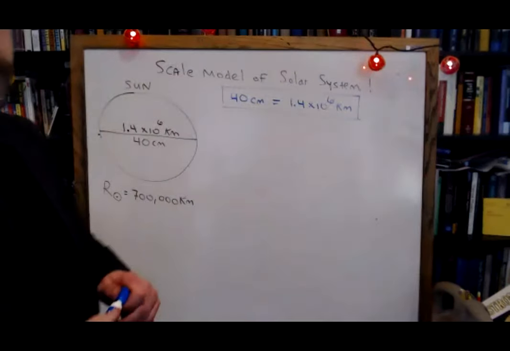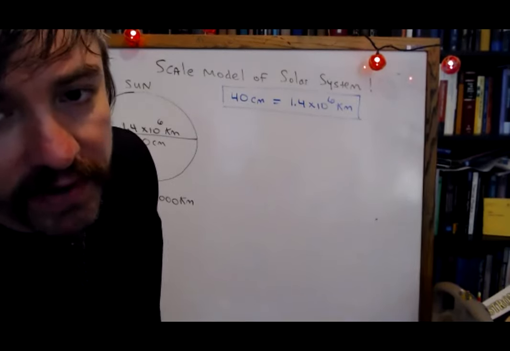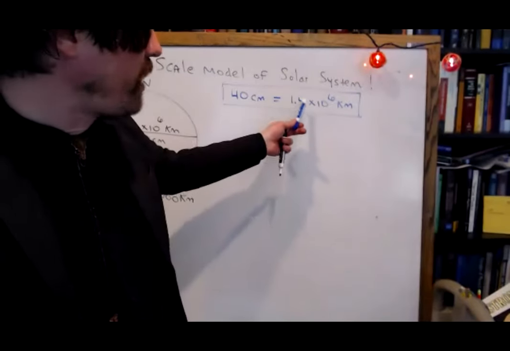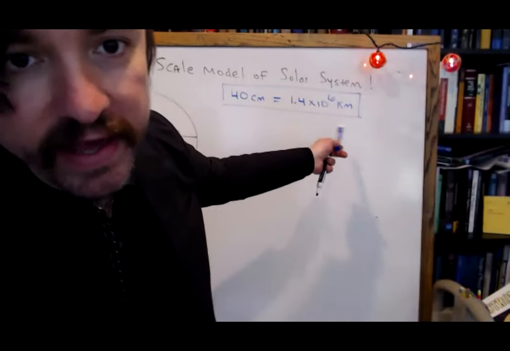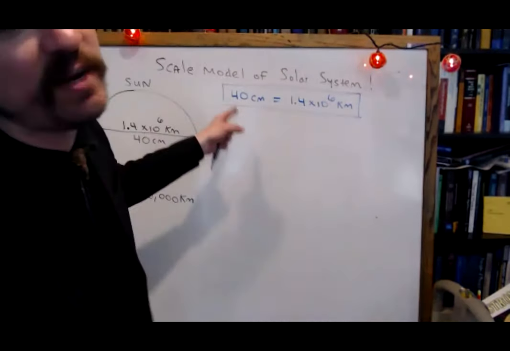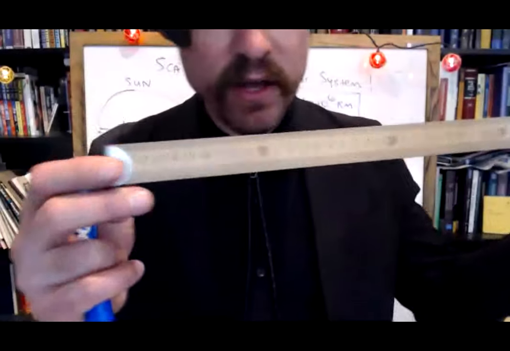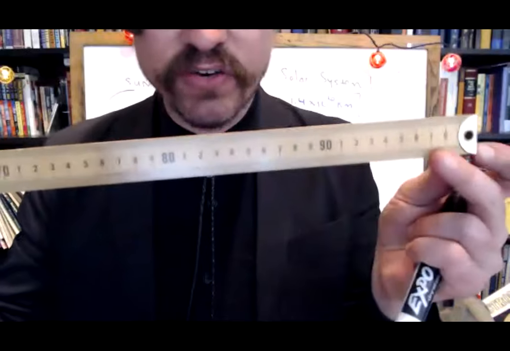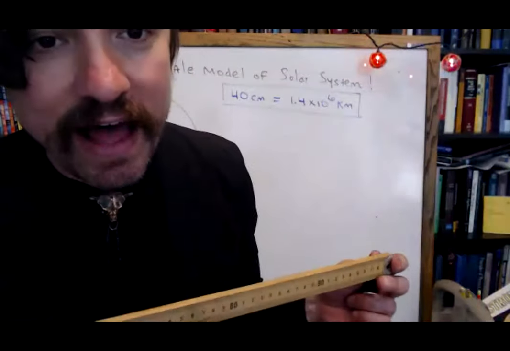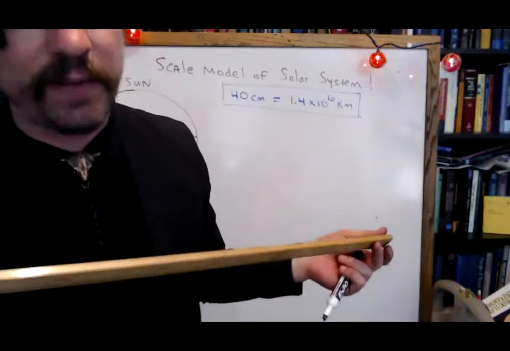Now, here I need to point out a problem that might not be obvious the first time around, but it's a very critical problem. 1.4 million kilometers can be converted to centimeters in reality, and it's not going to be 40, right? Because one single meter has 100 centimeters in it. So if I had a million kilometers, that would be a huge number of centimeters in reality.